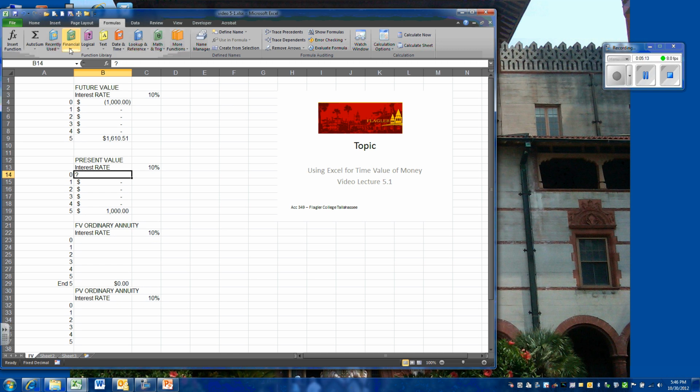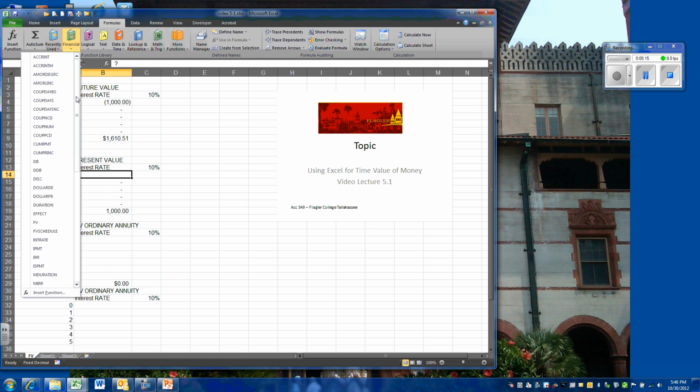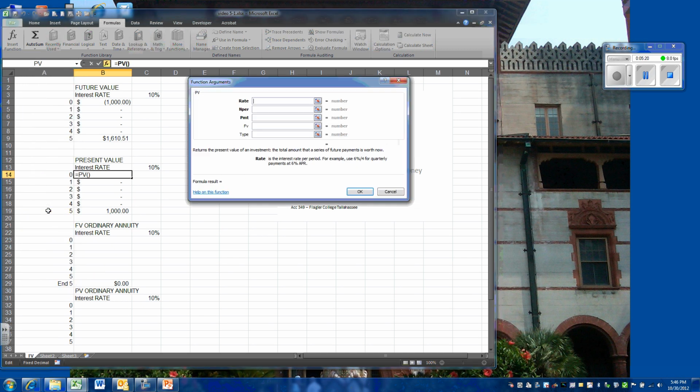Again, we go to financial, and we are looking for the function PV for present value. Again, we input a rate of 10%. The number of periods is 5. Again, there is no payment. Instead, we have a future value, this $1,000.